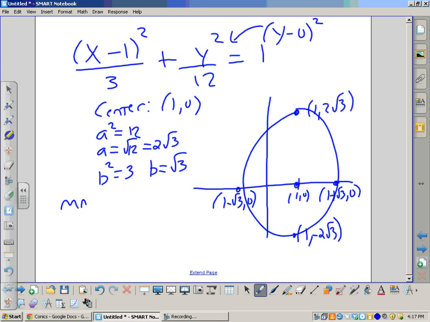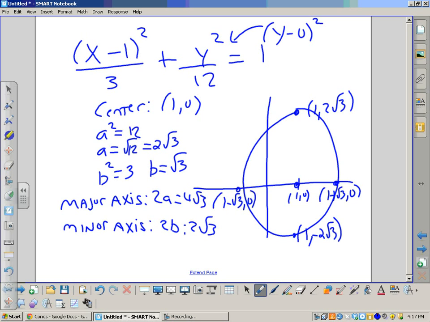The major axis is going to be a length of 2a. And we already know that a is 2 root 3, so that's 4 root 3. The minor axis is 2b, and we know that root 3 is the b, so 2 root 3. All right, that's a lot of work for one problem, and we completed the square. Okay, we're going to finish right now with number 5.